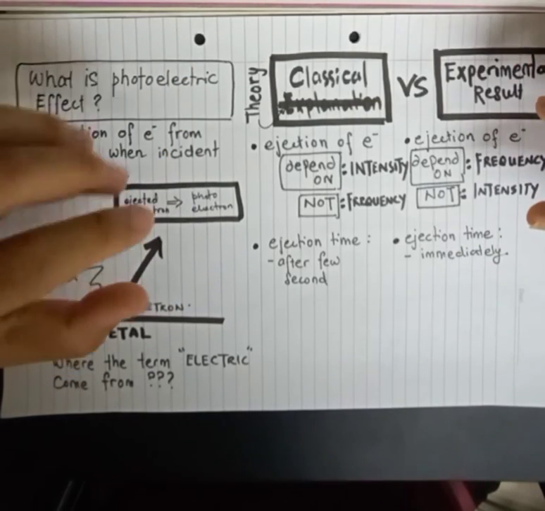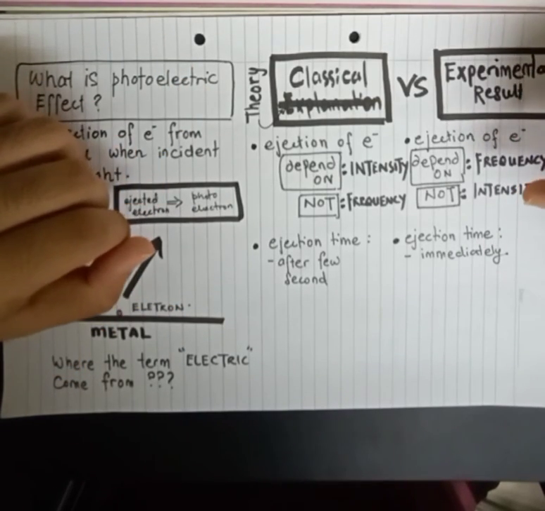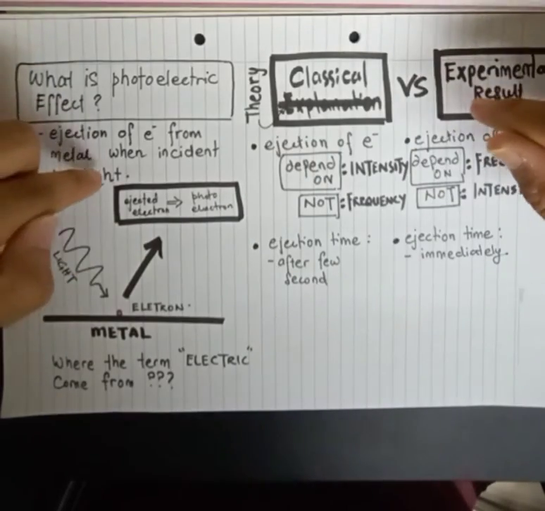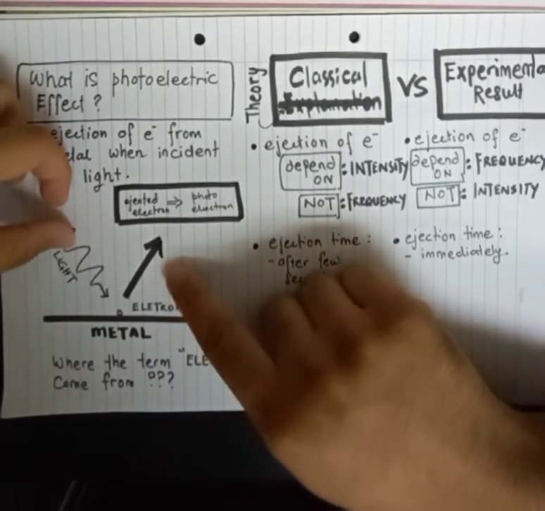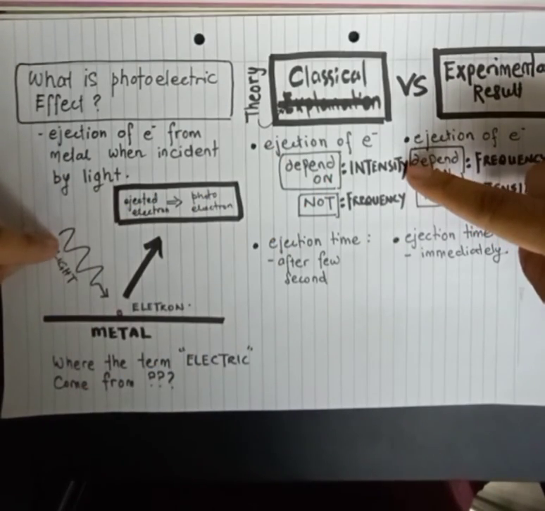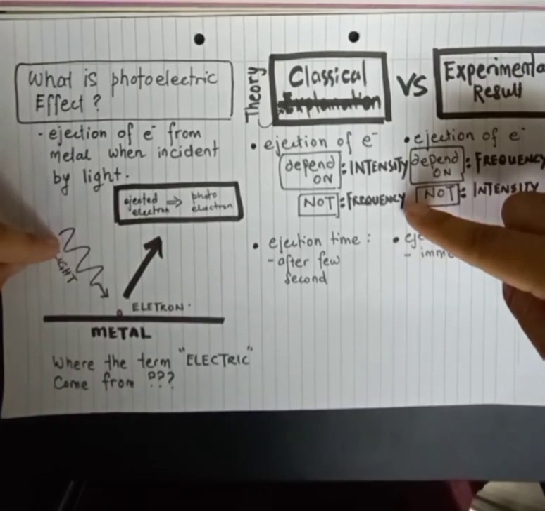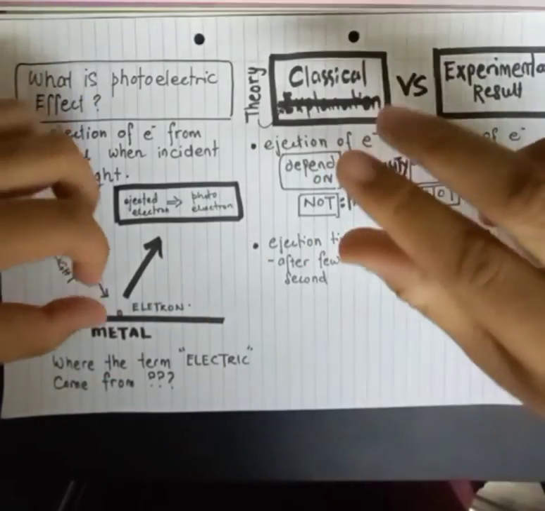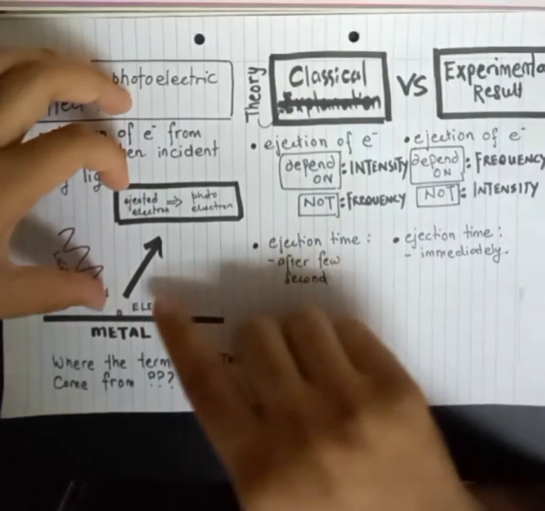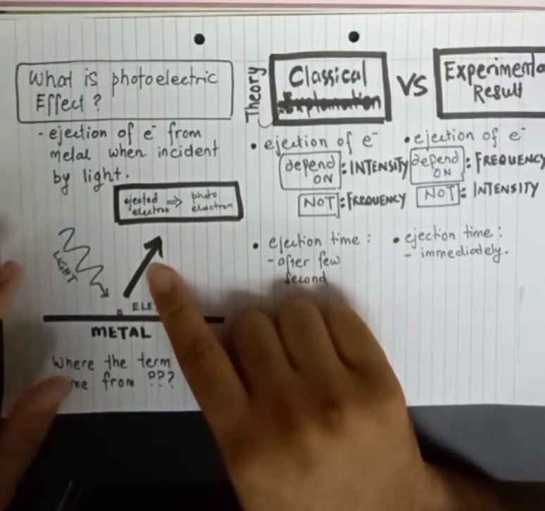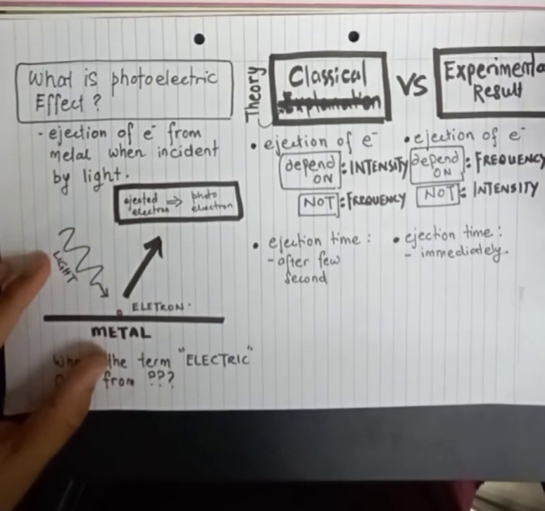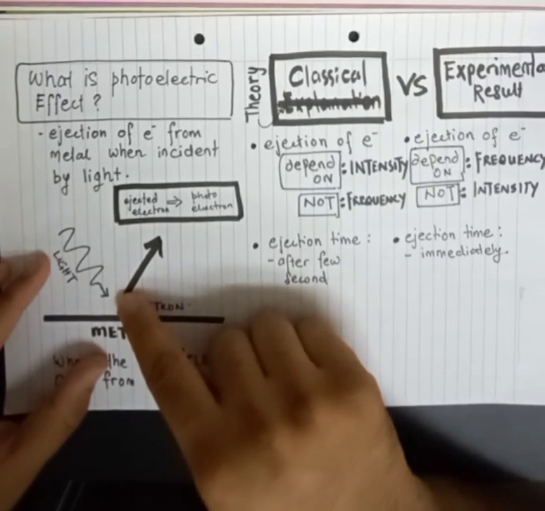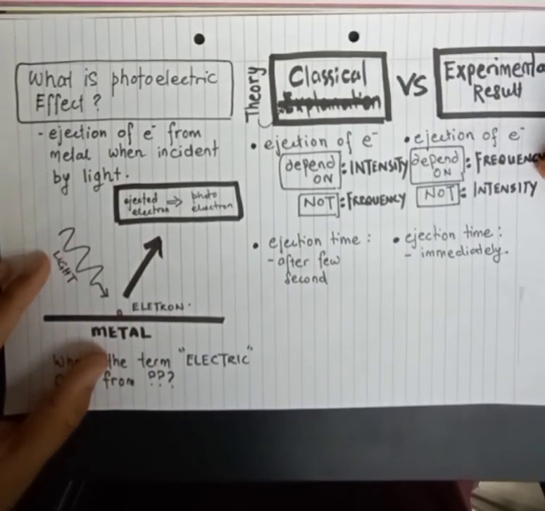Now I want to explain how classical theory failed to explain the photoelectric effect. Classical theory said that the ejection of electrons depends highly on the intensity of light, not the frequency. However, when they did the experiment, the result was the other way around: the ejection of electrons depends highly on the frequency of the light, not the intensity. This means that whatever the intensity of light, the electron will still be ejected if it has enough frequency.